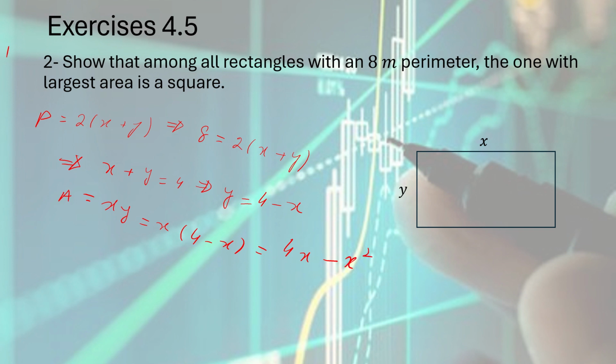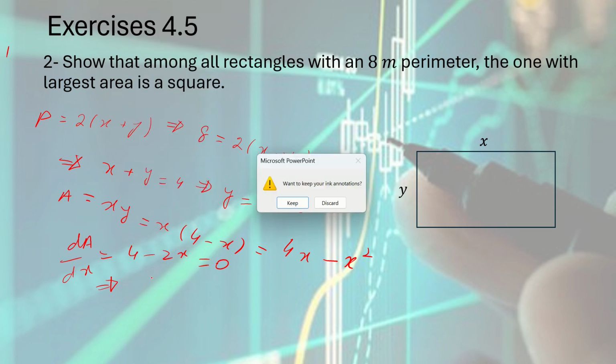Now to find the optimal value, we need to maximize it. So for that purpose, what would we do? We differentiate the given function. So dA by dx gives you 4 minus 2x, and we set that equal to 0, because we have to find a stationary point, and that would give you x is equal to 2.